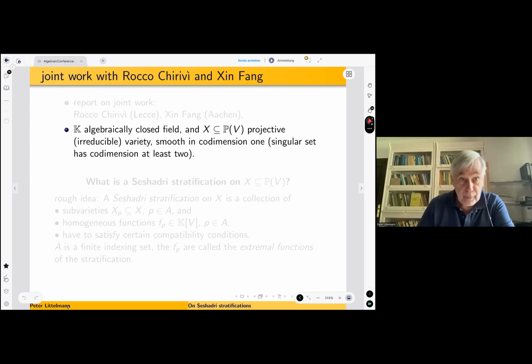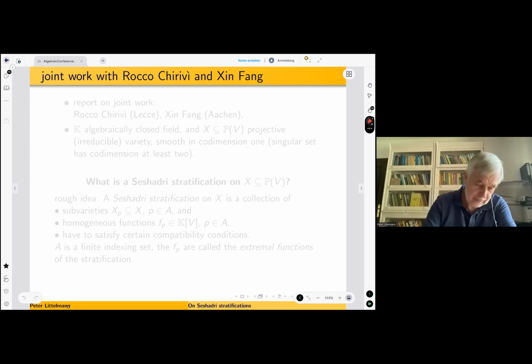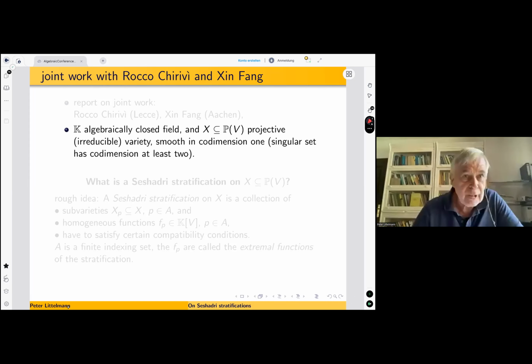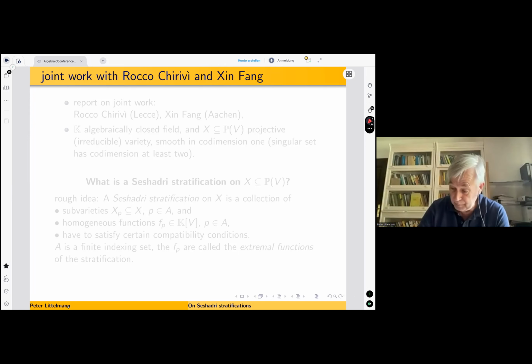I will assume throughout the talk that K is an algebraically closed field and X is an embedded projective variety, and variety means for me always irreducible. And I will assume that it is always smooth in codimension 1, which means that the singular set has codimension at least 2.